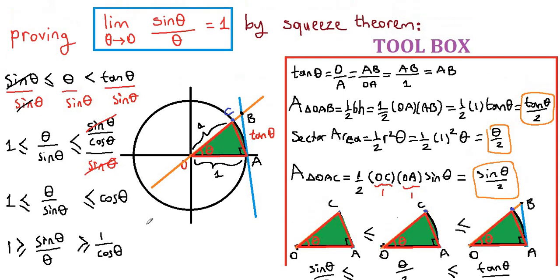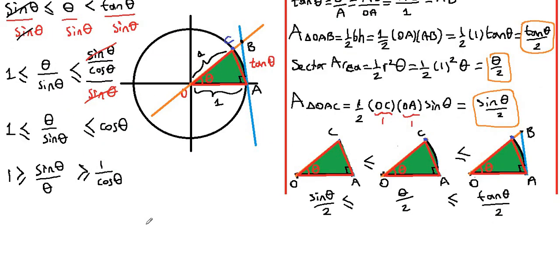Now we can take the limit on each side. The limit as x is approaching 0, or theta is approaching 0 in our case, of 1 is greater than or equal to the limit as theta is approaching 0 of sine theta over theta, which is greater than or equal to the limit as theta is approaching 0 of 1 over cosine theta.